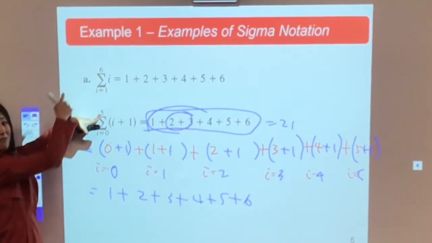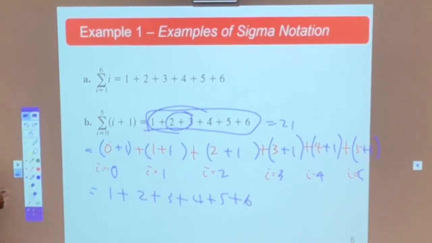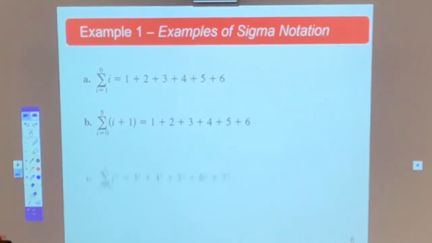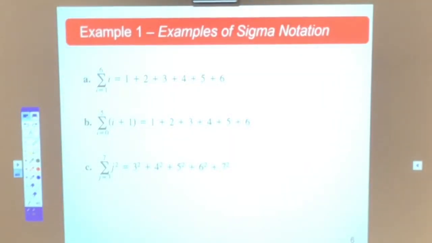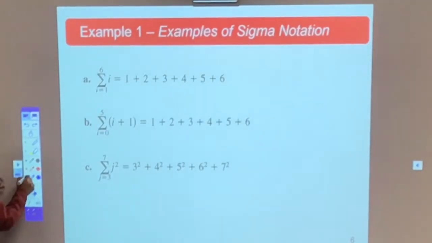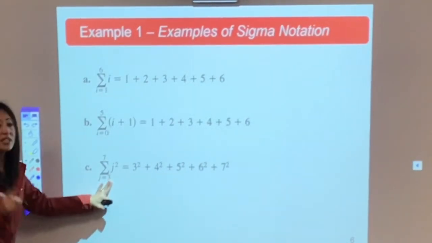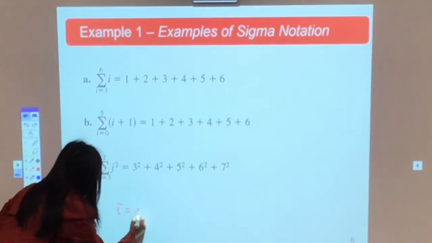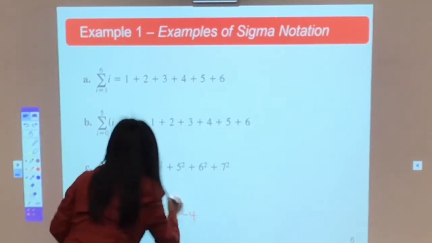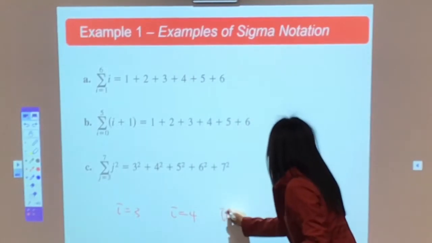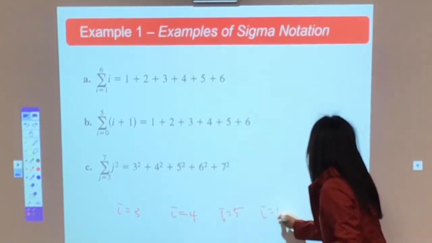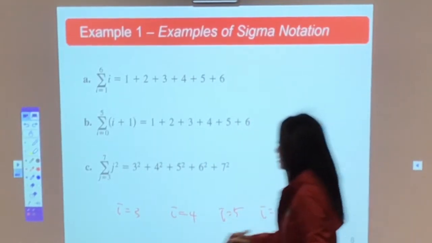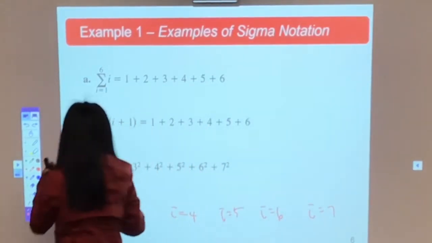Everybody with me? Follow the direction now, okay? Next one. This one was right. How many? 3? This time we start at where? 3. So I'm going to go I equal to 3, I equal to 4, all the way to 7. I equal to 5, I equal to 6, I equal to what? 7. So easy.